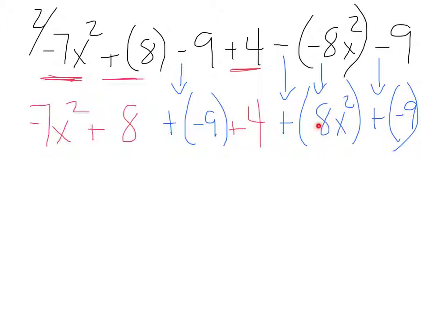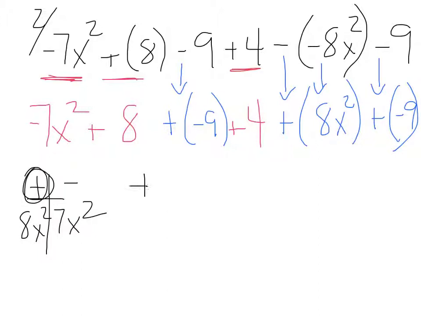So I'm just going to do a little quick technique. Negative 7x squared. And then 8x squared. My answer is plus 1x squared. So I'm done with these x squares. I'm going to go ahead and erase them. Now I got units. I got 8 plus negative 9 plus a 4 plus a negative 9.